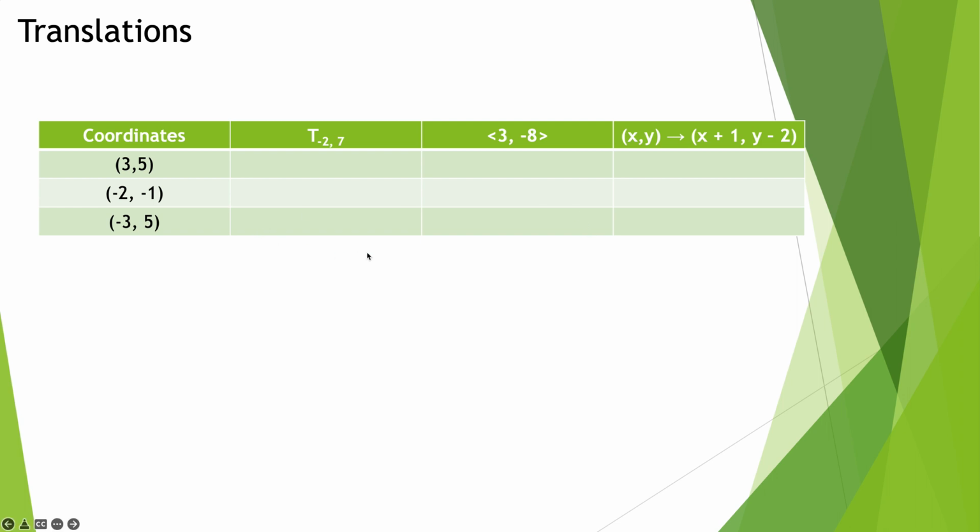Okay, so I'll take you through the point (3, 5) with each of these, and then you'll do the next two. So if I apply the rule, translate (-2, 7) to (3, 5), 3 plus -2 is 1, 5 plus 7 is 12. If I apply this rule, (3, -8), 3 plus 3 is 6, 5 and -8 make -3. If I apply the next rule, 3 plus 1 is 4, 5 minus 2 is 3. Okay, so you do all 3 answers to (-2, -1). I will put them up on the board in just a moment. Go ahead.